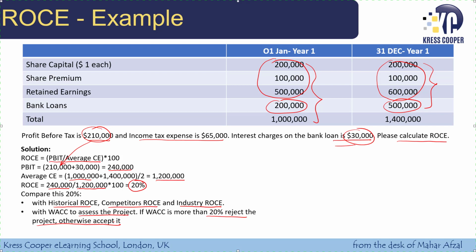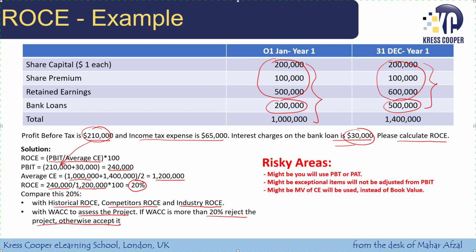This is return on capital employed. And the most important thing is, these are the risky areas. You need to be very careful. There are chances that you will make an error. Might be you will use profit before tax or profit after tax, but we have discussed we need to use profit before interest and tax.